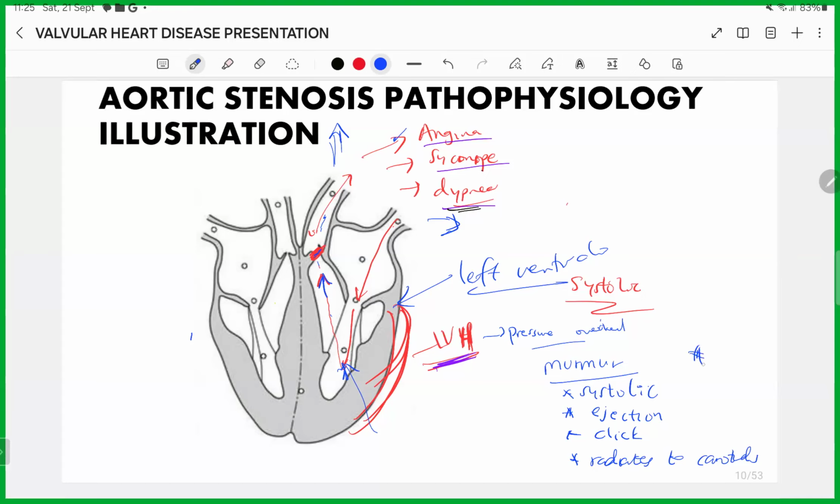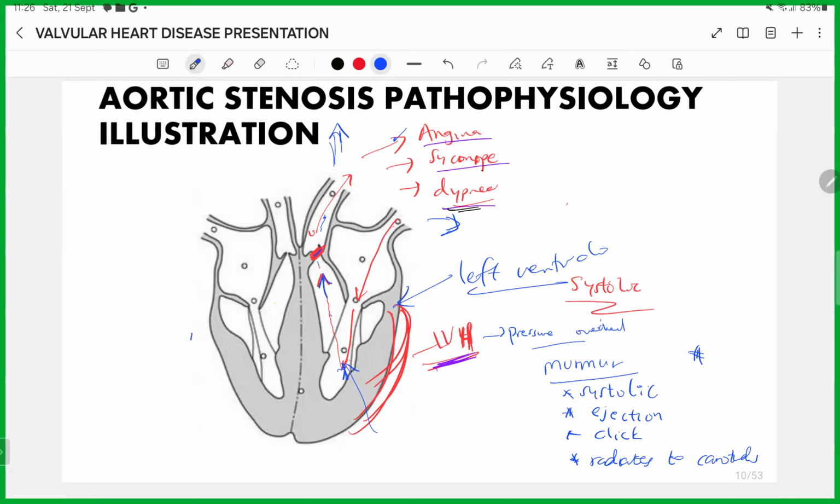Why is it systolic? Because it's manifesting during systole. That's where it's bringing the problem, because the blood is trying to be pumped out, but the valve is too narrow. And so it's normally an ejection murmur, with a click, because you have buildup of pressure until it gets to a critical point where it finally opens, and then it just clicks open, and then it also radiates to the carotid. So that's the kind of murmur you have with aortic stenosis.